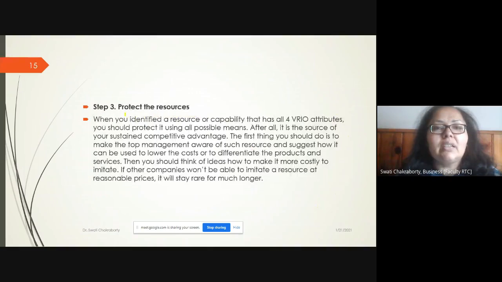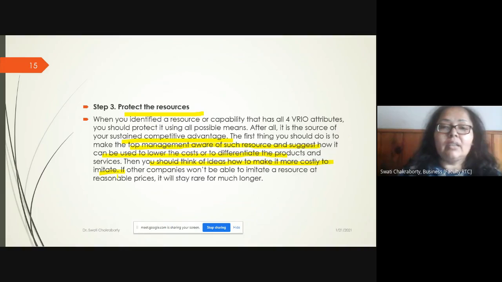Third is to protect the resources. When you know your resource is very unique and has all four VRIO attributes, you need to protect it, because that is the source of your sustained competitive advantage. So you have to ensure that top management is aware of such a resource and suggest how it can be used to lower cost or to differentiate products and services. Then you should think of ideas on how to make it more costly to imitate, so that competitors find it difficult to imitate. If it is very easy and competitors start imitating, then it will not be rare anymore.